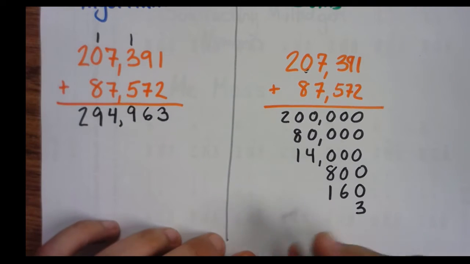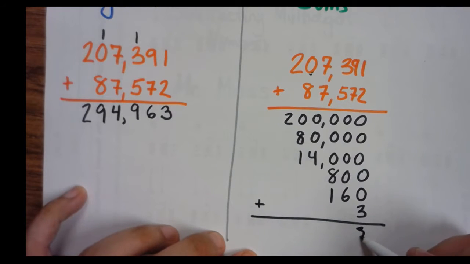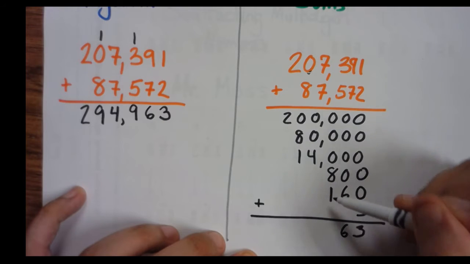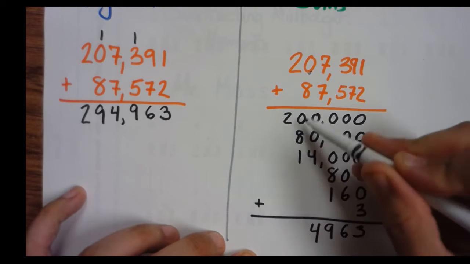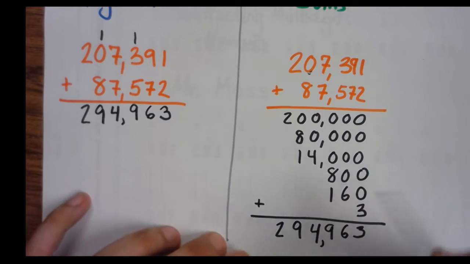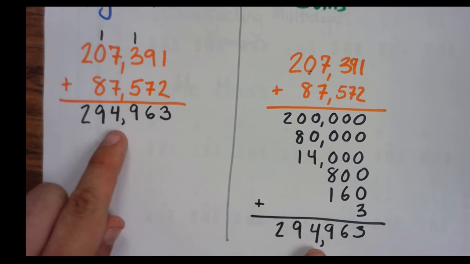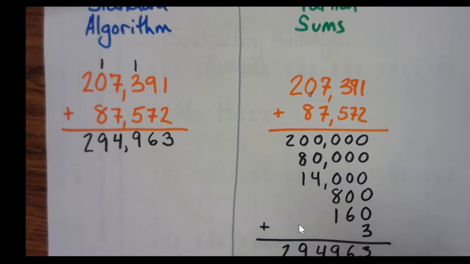And now if I go to add up these numbers, I've got 3, 6, 9, that's a fun pattern, 4, 9, 2. Both of these, 294,963. So both of these are going to get you the right answer.